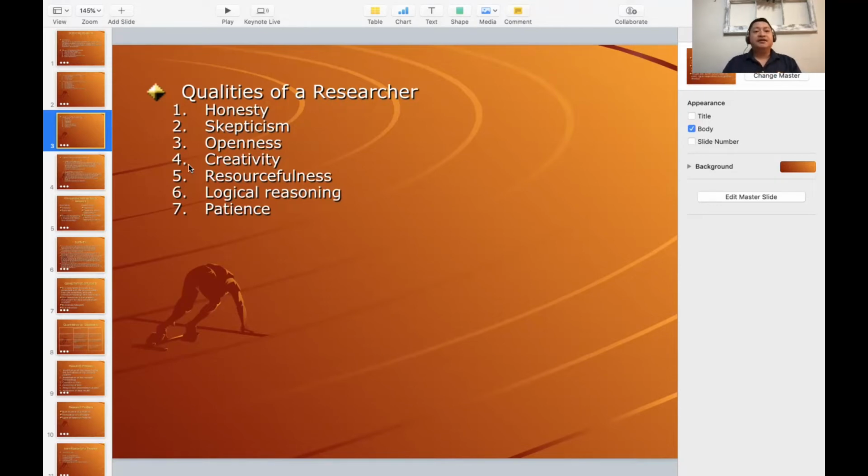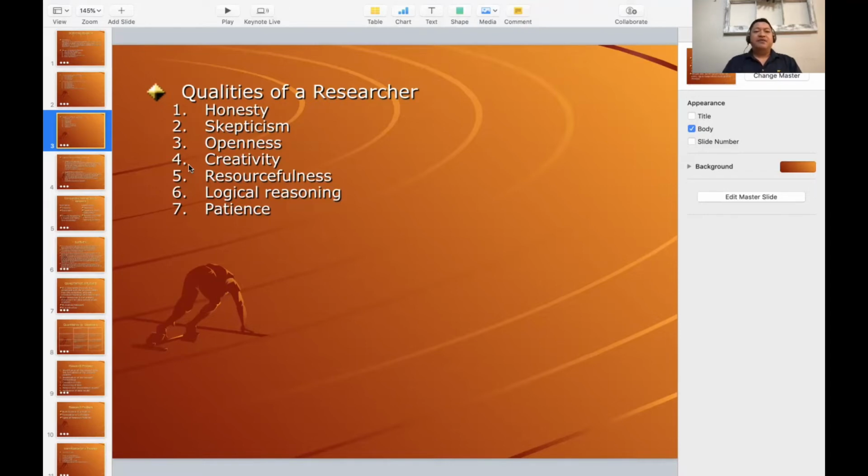Okay? Number 4, creativity. As a researcher, you must be creative not only in your writing, but also in organizing the framework of your research. So it must follow a logical connection between the parts of the thesis and your research variables.